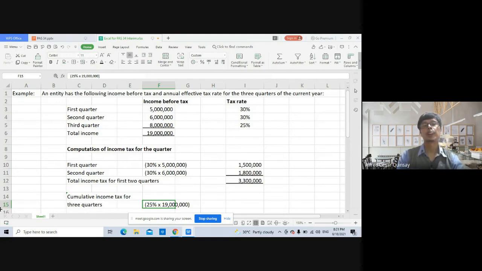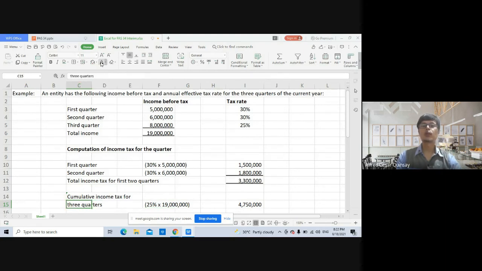That applies to corporations. Speaking of which, we also have a video on corporate tax, even using the CREATE law. As we can see here, the cumulative tax is multiplied by 25%, which gives us 4,750,000. So that is the rate that was used, the 25%.